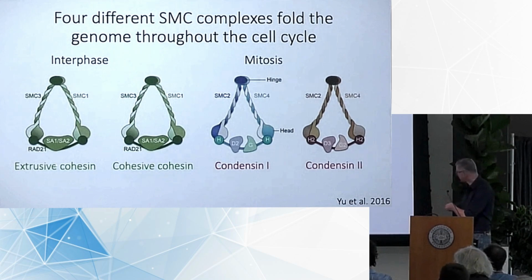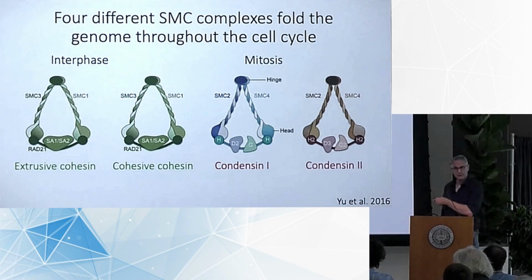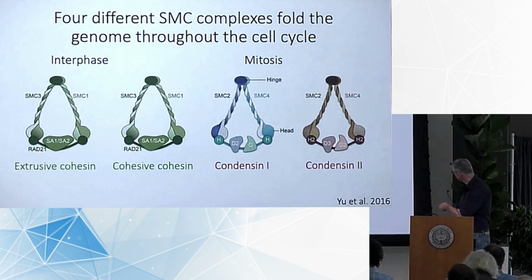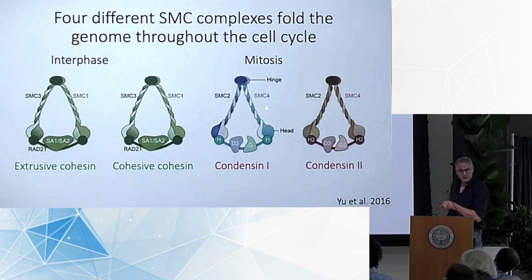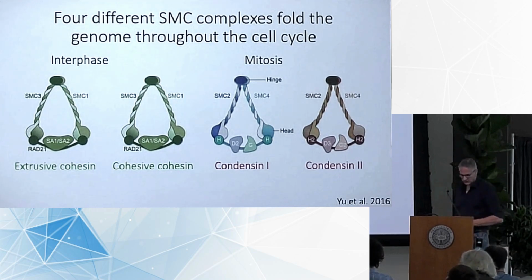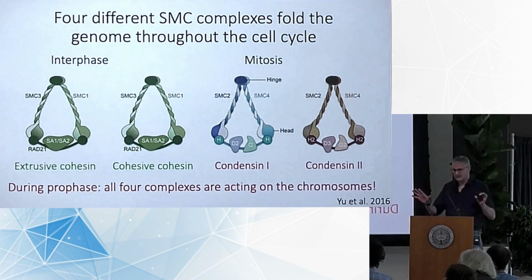We have extrusive cohesin, which is still there because we're in interphase. At the beginning, we're exiting G2. We have loops made by extrusive cohesin. We're in G2, we have sister chromatids. They're held together by cohesive cohesin. And then, as soon as we go into mitosis, the condensins get activated, initially condensin 2 and later condensin 1. So we have four highly related complexes on the chromosome. Okay, so they're all acting simultaneously.